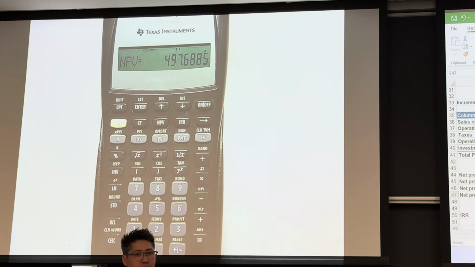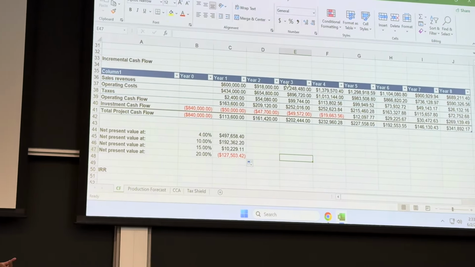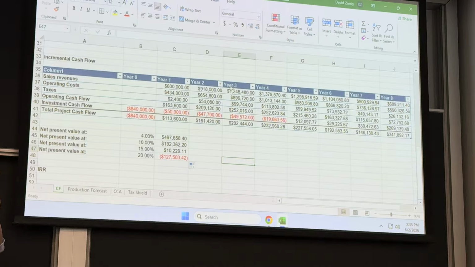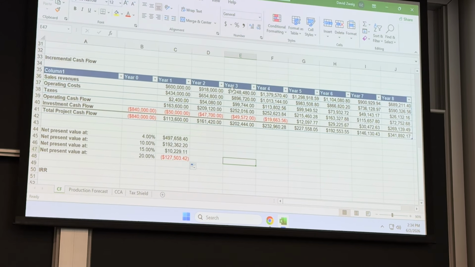So you can see, remember the concept, the lower the discount rate, the higher the value. The higher the discount rate, the lower the value. So you can see that this project will be the most profitable when discount rate is at 4%. As discount rate continues to increase, the value of the project will diminish and eventually become negative. So if the discount rate is 20%, should you take the project? No, you're gonna lose money, right? So that's how you would do it.